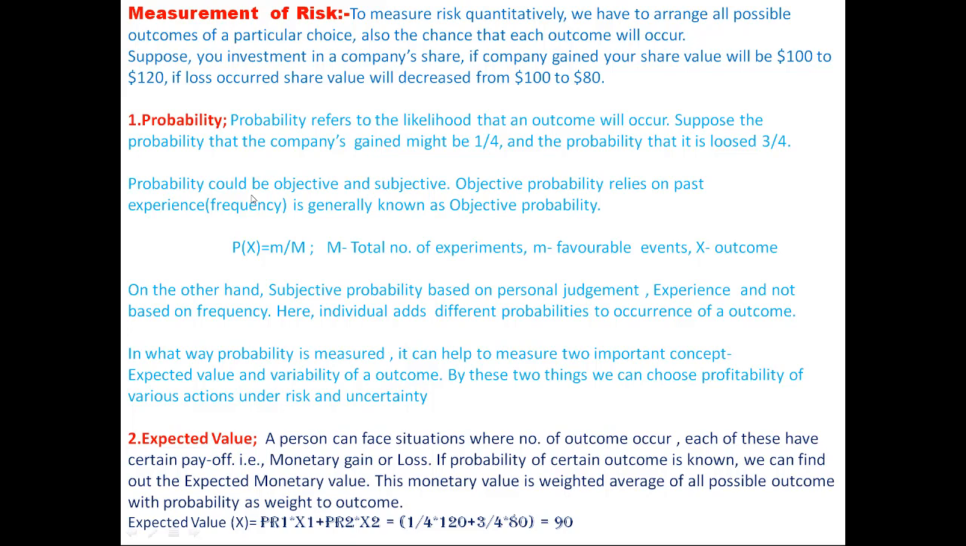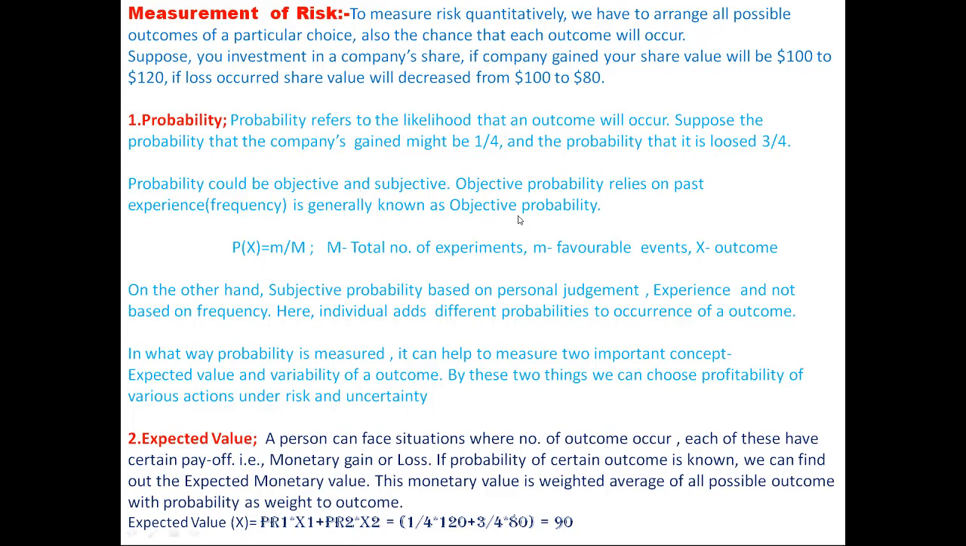So probability could be objective or subjective. What is objective, what is subjective? This is subjective probability, based on personal judgment. Suppose I am saying today will be rain. This is my personal judgment or experience, not based on frequency, not based on probability. This is the subjective. But objective means this is basically in probability terms, no personal judgment.